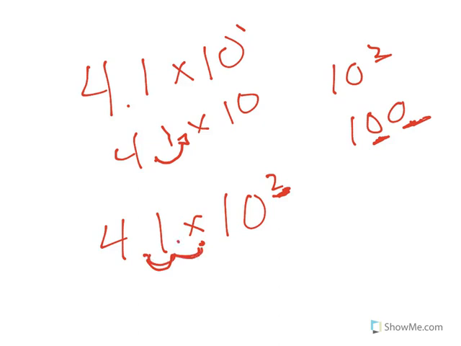So 4.1 times 10 to the second, I know all I'm going to have to do is move the decimal 2 spots. Since I'm moving 2 spots and there's nothing there, we have to put a placeholder. So 4.1 times 10 to the second would be 410.